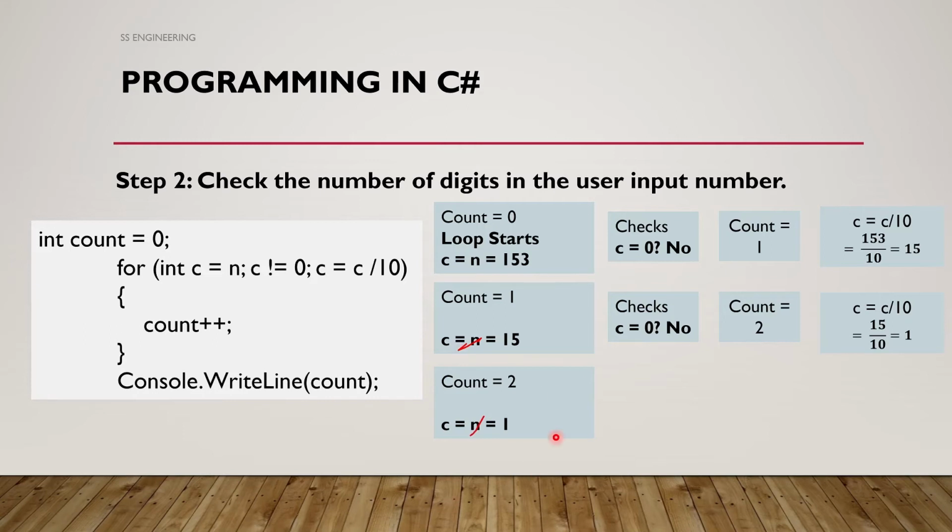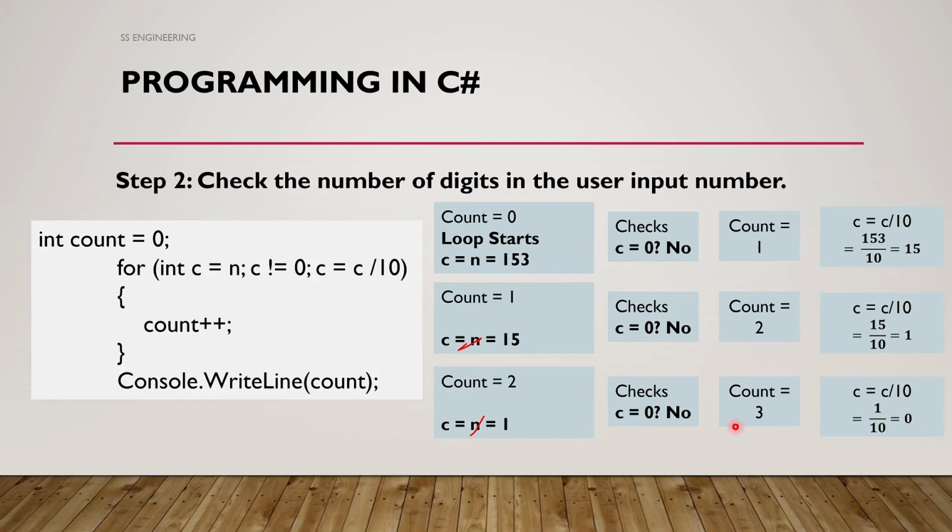Now c equals 1, it goes into the second step to check if c is equal to 0 or not. No. And then it goes to the loop, adds 1 to the count. We already have count equal to 2. Now 2 plus 1 is 3. Now the next step is c equals c divided by 10. 1 divided by 10 would be 0 because 1 divided by 10 is 0.1, and it removes the number after the decimal, so it's only 0.